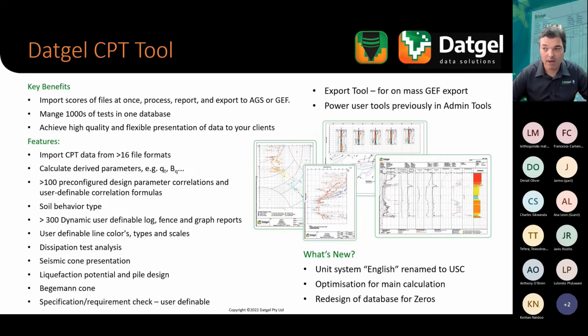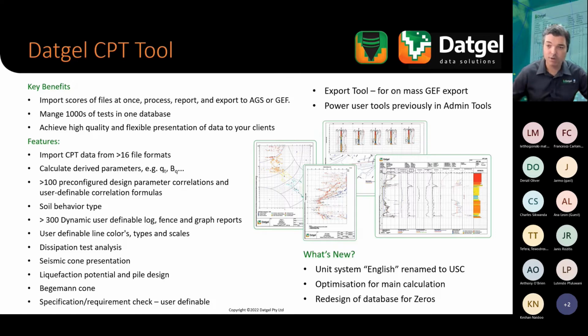And you can then calculate correlations and derive parameters and soil behavior types and so on, liquefaction, pile capacity. And it can do checks against, say you're working on a quality control project during construction, it can check against specification requirements. And one of the newer things we've created, not in this exact release, but the previous release, we developed export of GEF. So you can import the GEF data, you can process it, edit it a bit, and then export it out to the latest version of GEF and provide that to your customer if you so need.